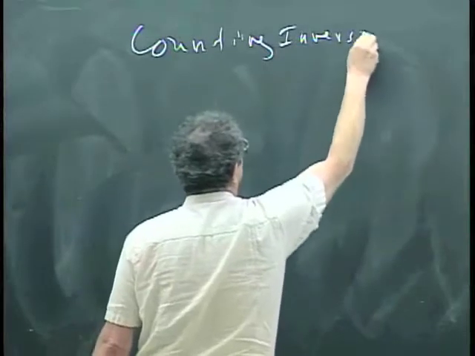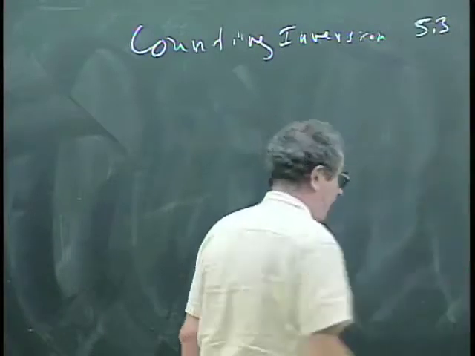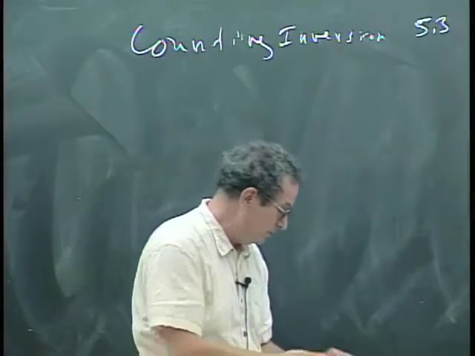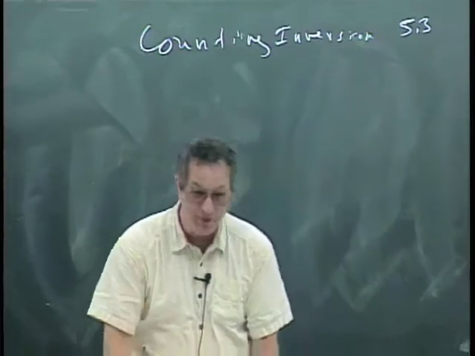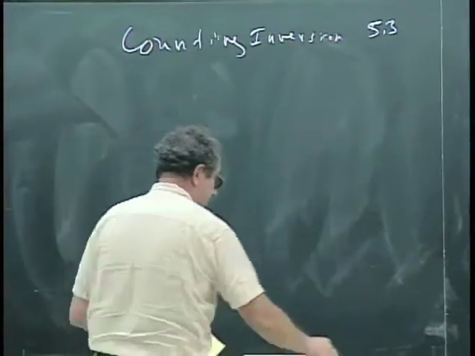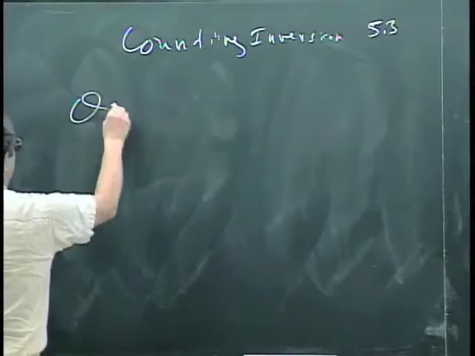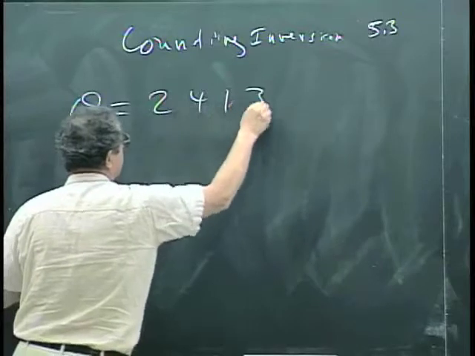And this is in the book, I think, section 5.3, perhaps. And this is an example of a divide and conquer kind of algorithm, very similar to merge sort, but with some little twists that are kind of interesting. And I started out with an example last time of the following permutation: 2, 4, 1, 3, 5.